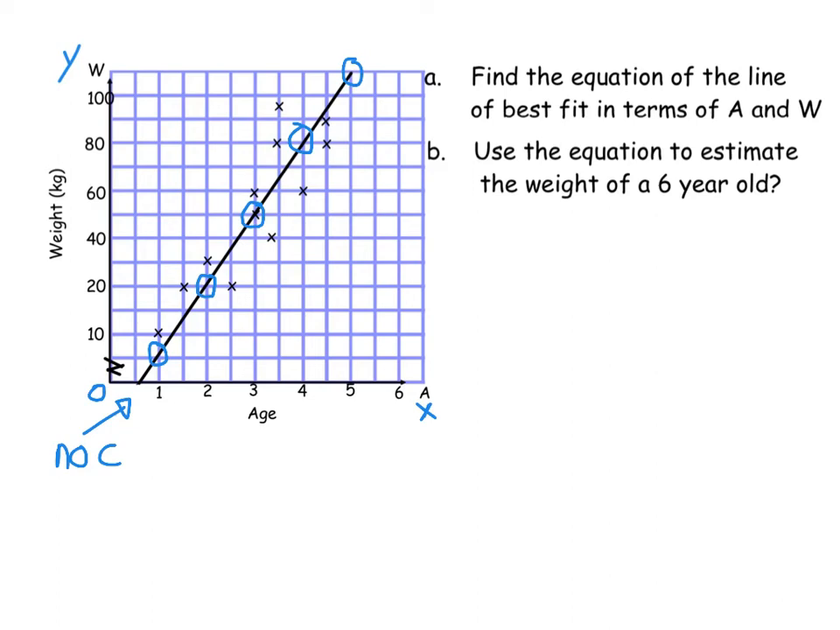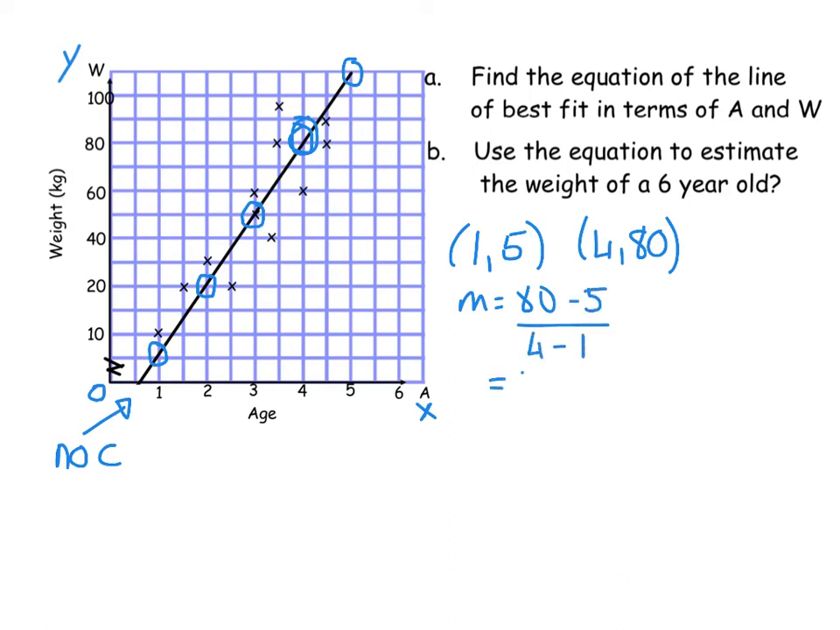So I would probably just go with this low down one. I'm going to choose that first coordinate here, which is 1 along and up 5. You can then choose whichever other one you want to do. I'm going to use this one up here of 4 and 80. So let's just check the numbers: 1, 5 and 4, 80. Let's go get our gradient. So m equals 80 take away 5 all over 4 take away 1, which gives us 75 over 3. Now 75 divides exactly by 3 and gives us 25. So my gradient is 25.